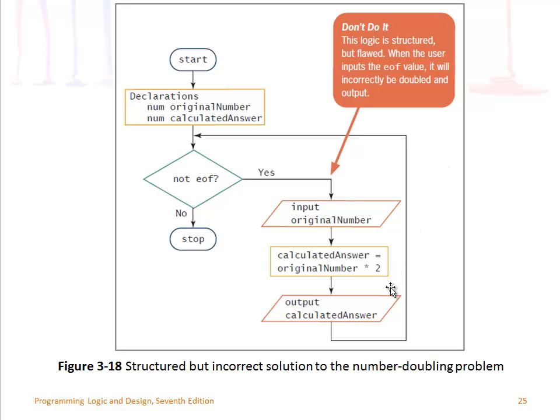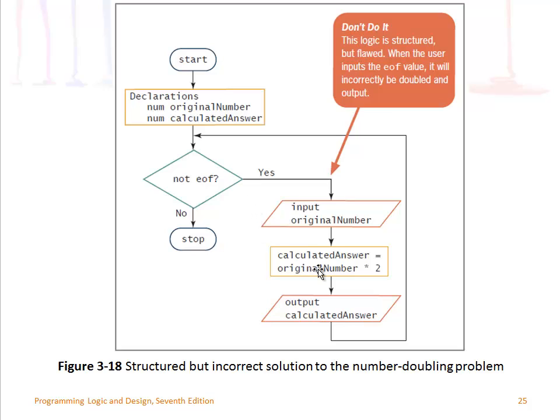And another incorrect solution would be to move this inside of here, because we would get that number the same way, but then we would not have the number in time to determine whether it's end of file.